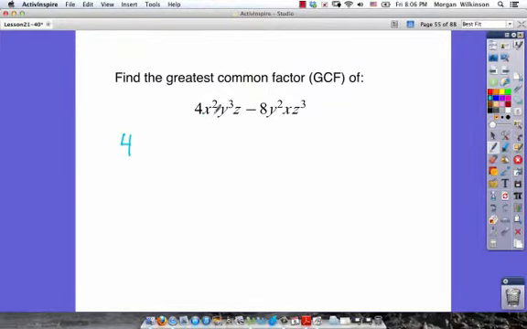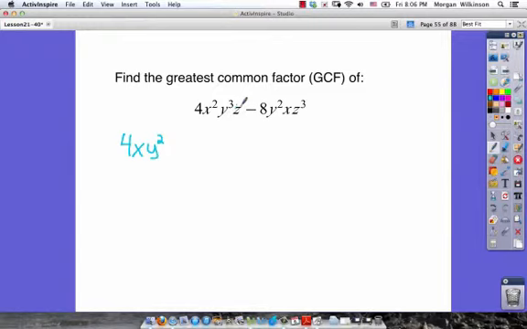And then let's work with the x squareds. We'll work from left to right. We have x squared here. We have x to the first power. They both have at least x to the first power in common. Y to the third power, y to the second power. Well, they have at least y to the second power in common. So that's our greatest common factor of the y's.